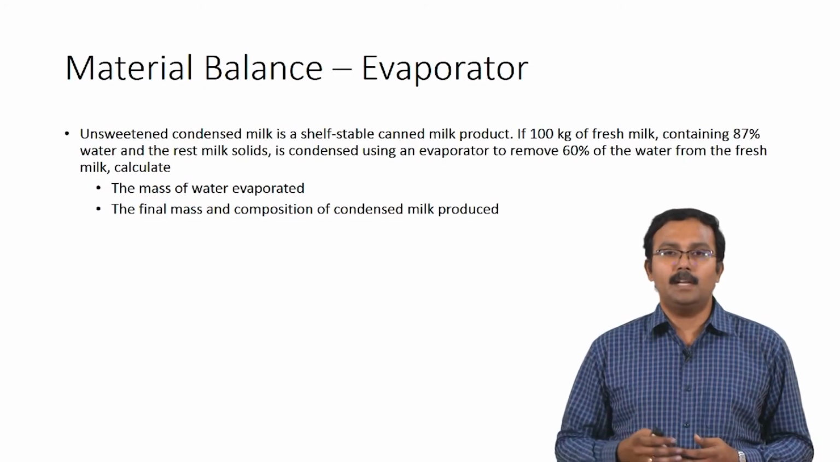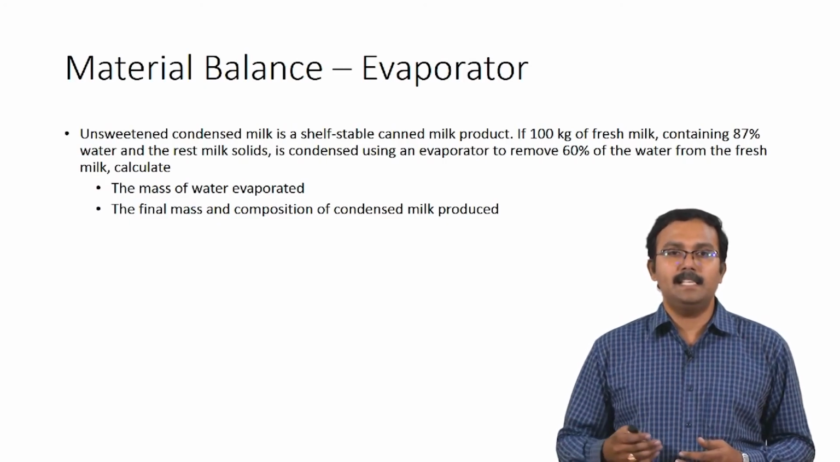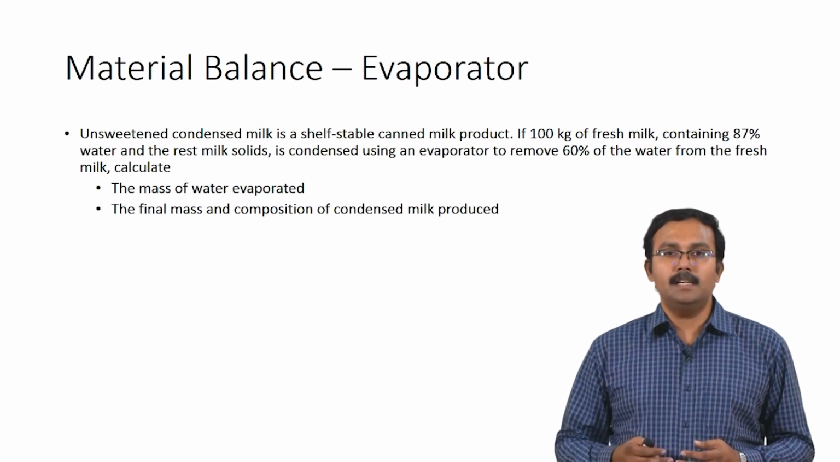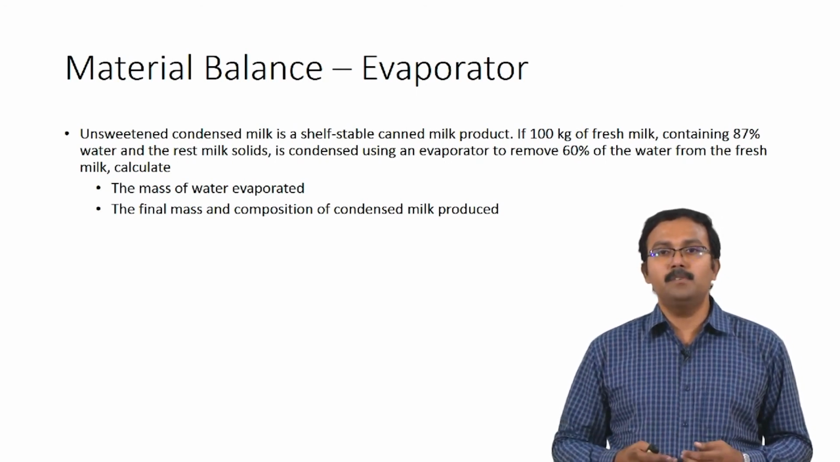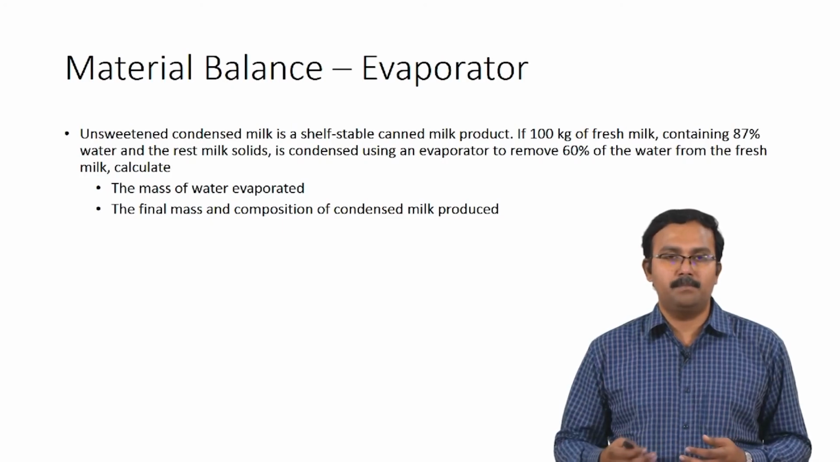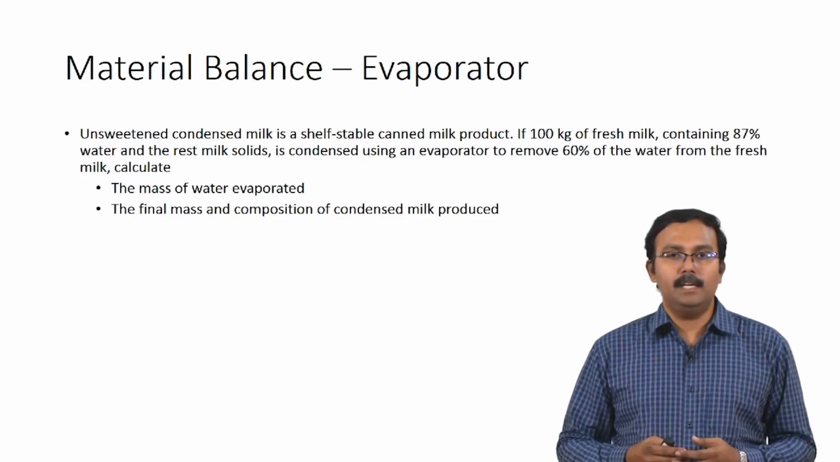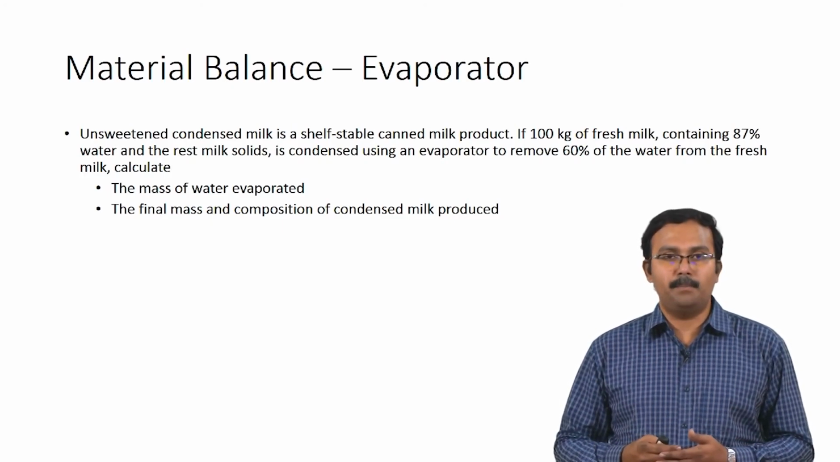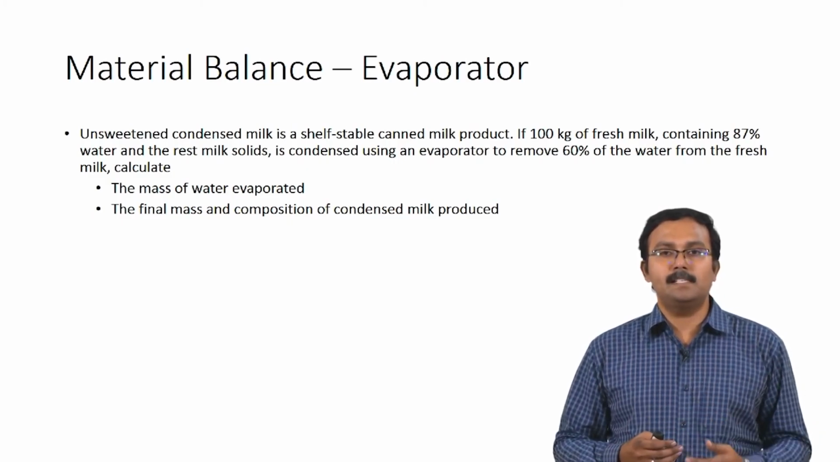If 100 kilograms of fresh milk containing 87% water and the rest milk solids is condensed using an evaporator to remove 60% of the water from the fresh milk, you are asked to calculate the mass of water which is evaporated and the final mass and composition of condensed milk product.